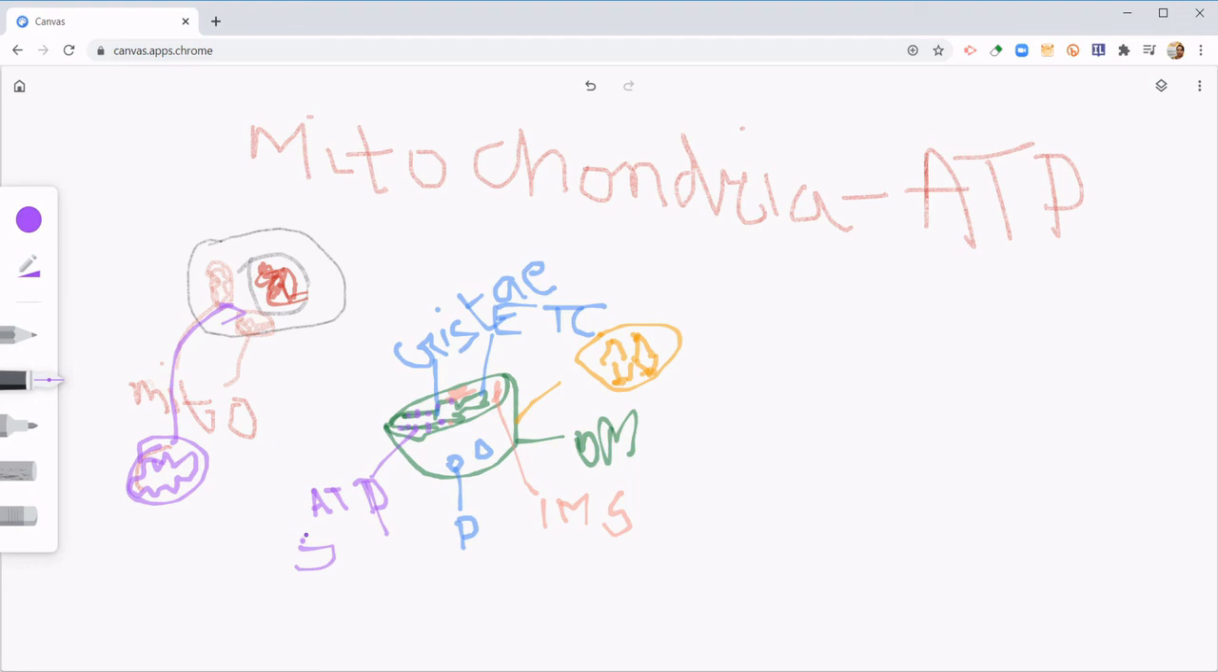There is a space which is called the matrix. Now, what is this matrix? This is the space inside the inner membrane, which I am denoting with M. This is the matrix. So, why is it called matrix? Because the concentration is much higher here than in other parts of the mitochondria. It is more viscous than the outside. So, this is called the matrix. The matrix also has certain enzymes which play an important role in various cellular processes.